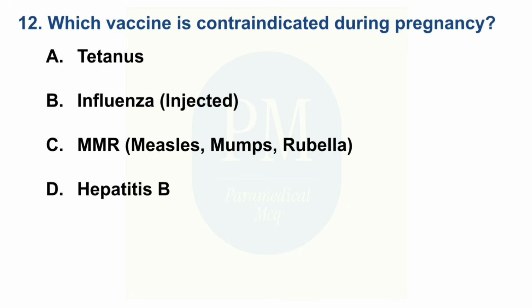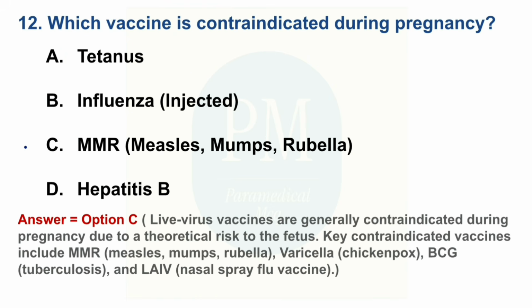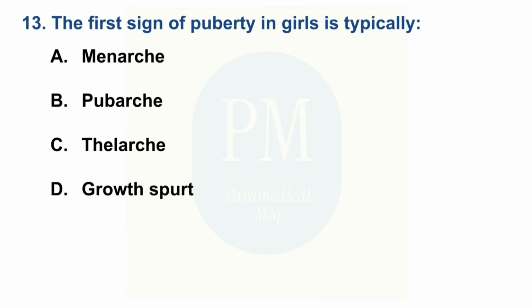Which vaccine is contraindicated during pregnancy? Option A, tetanus; option B, influenza injectable; option C, MMR, measles, mumps, rubella; option D, hepatitis B. The correct option is option C, MMR, measles, mumps, rubella.